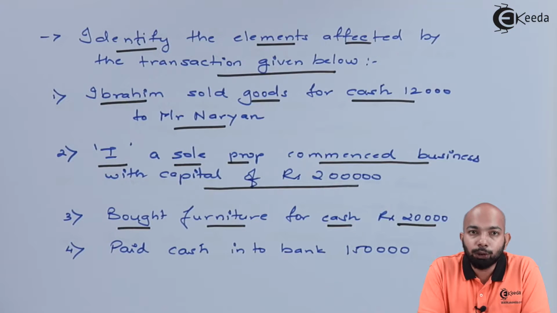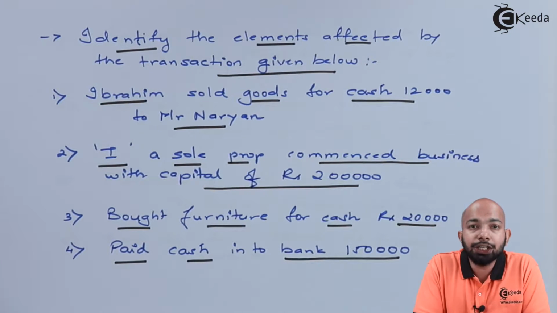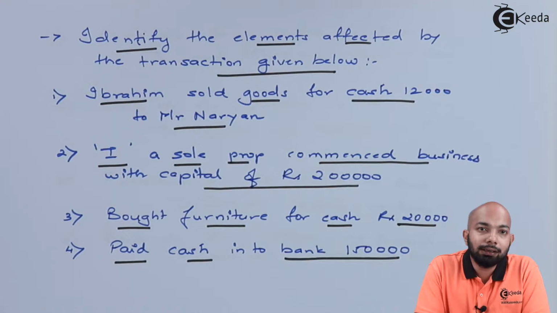Now let's go down to the fourth option. Paid cash into bank rupees 1,50,000. That means you have deposited cash of rupees 1,50,000 in your bank account. Here you have to mention the journal entry first, then mention which account it will fall under, whether it is a personal account, a nominal account or a real account.